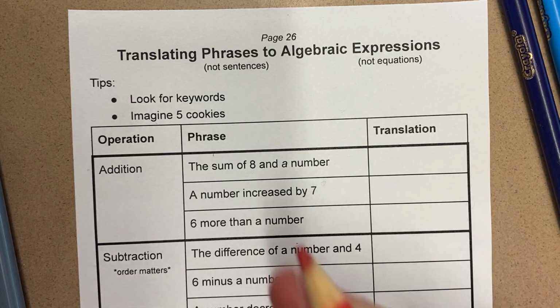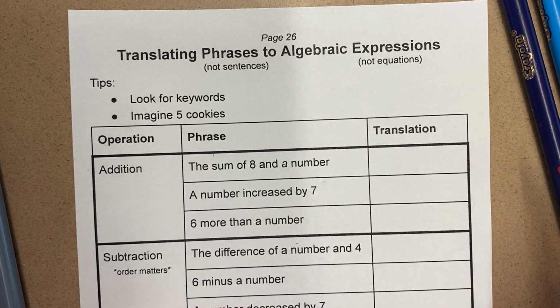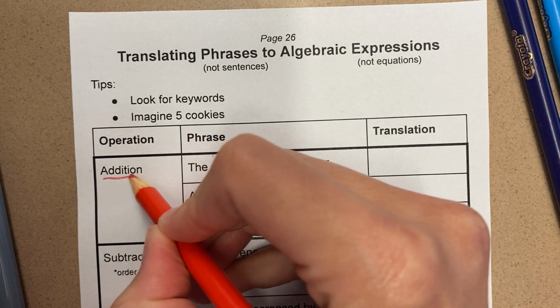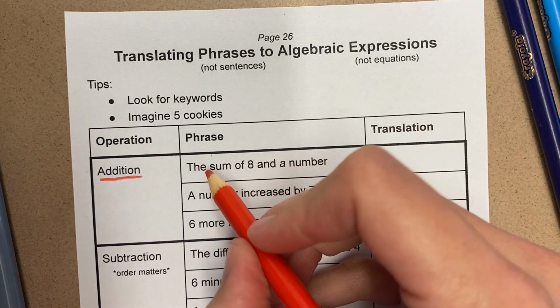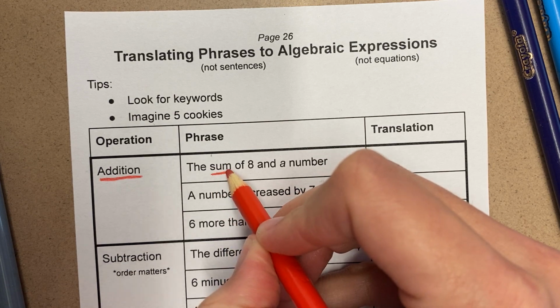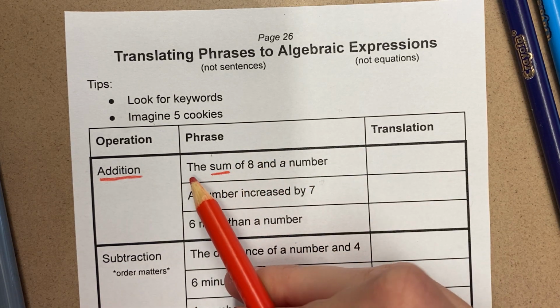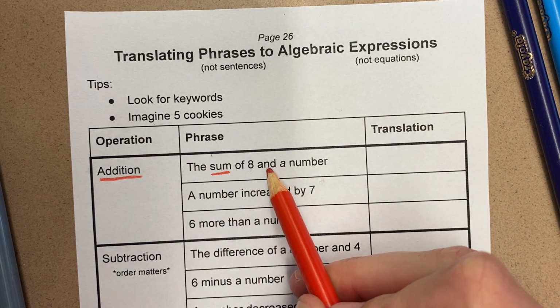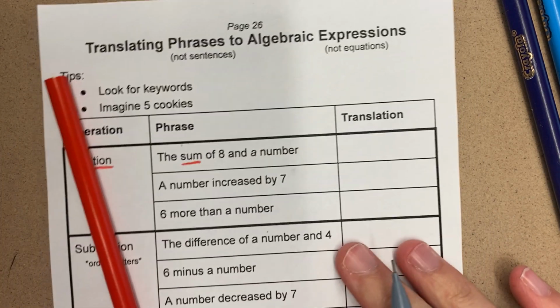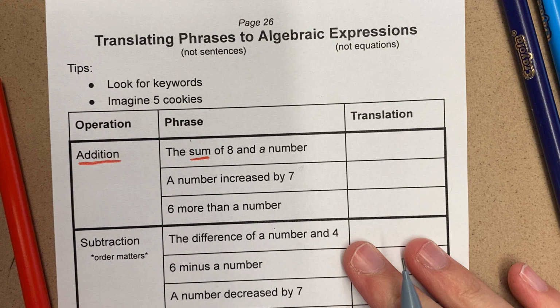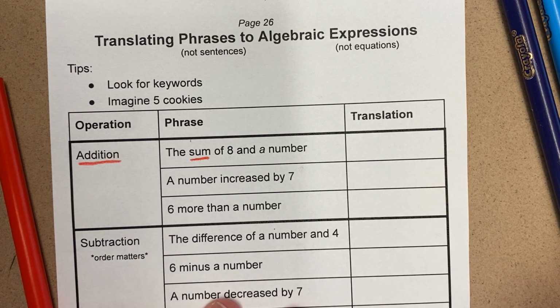So let's start with a color. It doesn't matter what color it is, just choose a color, and that color is gonna be your addition color. So let's talk about some of the keywords we could see with addition. Sum. Sum means the answer to an addition problem. So when it says the sum of 8 and a number, a mystery number, we don't know what the number is, we're just gonna use X. You can use any letter, but we're just gonna use X for today.